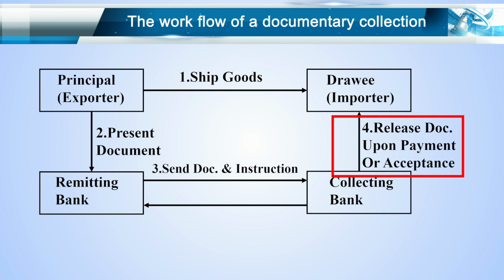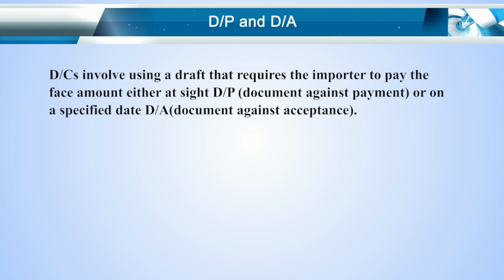Here comes a puzzle about DP and DA. That is, how the collecting bank surrenders the documents to the importer. Documentary collections involve using a draft that requires the importer to pay the face amount, either at sight, DP, documents against payment, or on a specified day, DA, documents against acceptance. So what are DP and DA then?